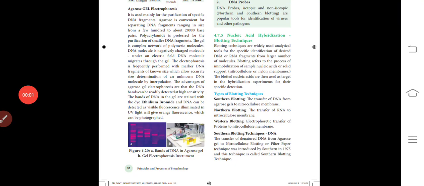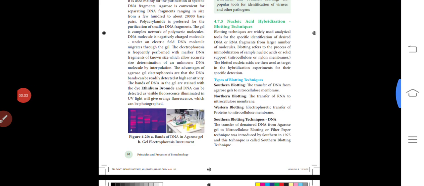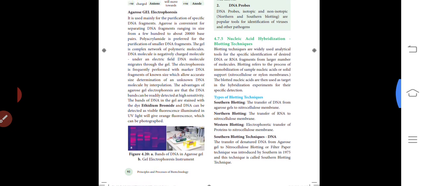Nucleic acid hybridization blotting techniques. Blotting techniques are widely used analytical tools for the specific identification of desired DNA or RNA fragments from a larger number of molecules. Blotting refers to the process of immobilization of sample nucleic acids on a solid support. The blotted nucleic acids are then used as a target in hybridization experiments for specific detection.